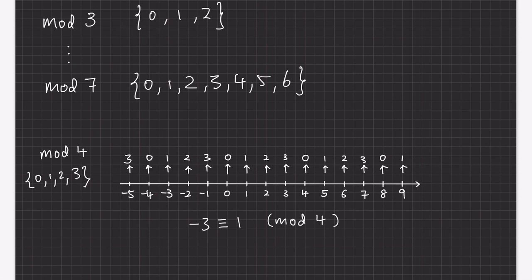Of course, in a later video, I'll be talking about how to convince ourselves that negative 3 congruent to 1 mod 4, which doesn't seem very intuitive, but there is a way to verify this. Thank you for watching this video, and I hope this gives you a little bit of an idea how modulus arithmetic works.